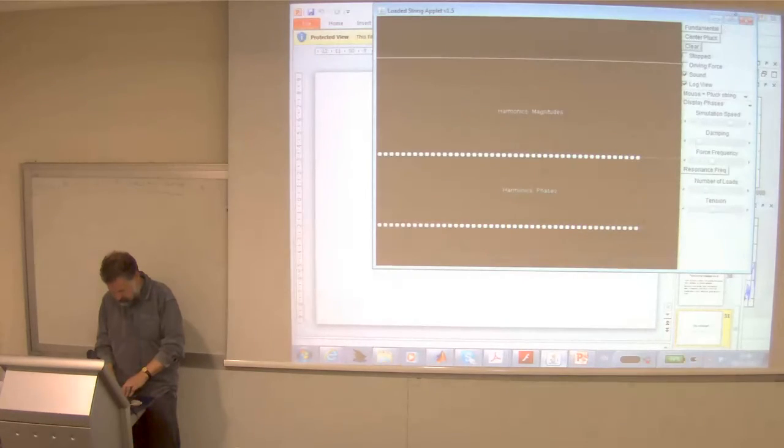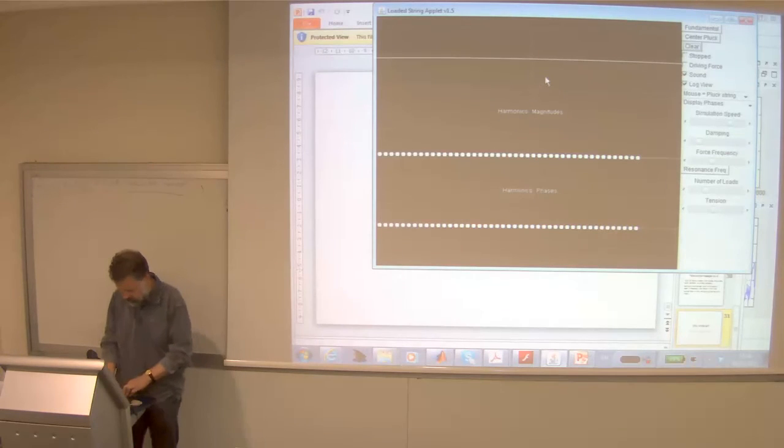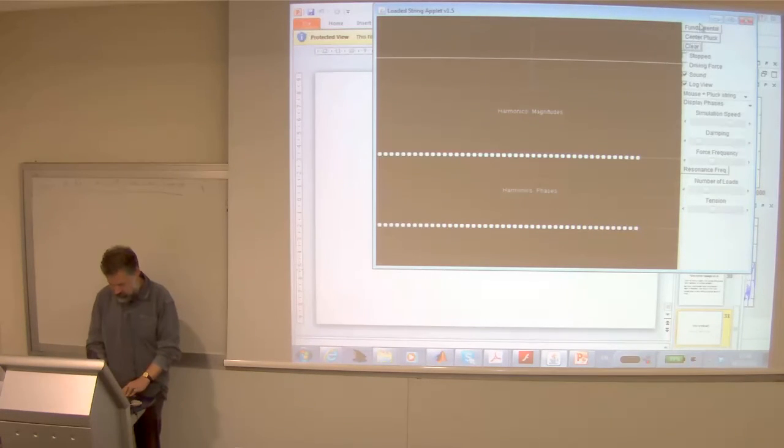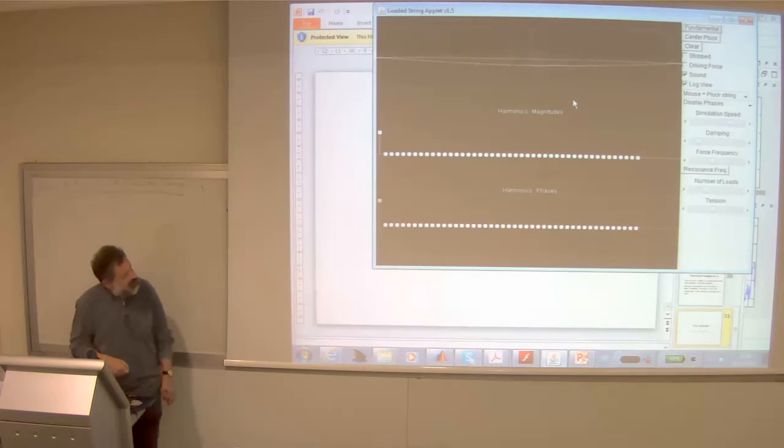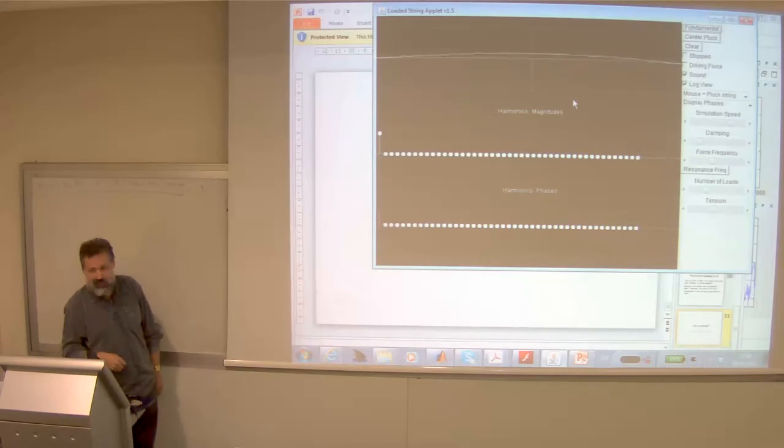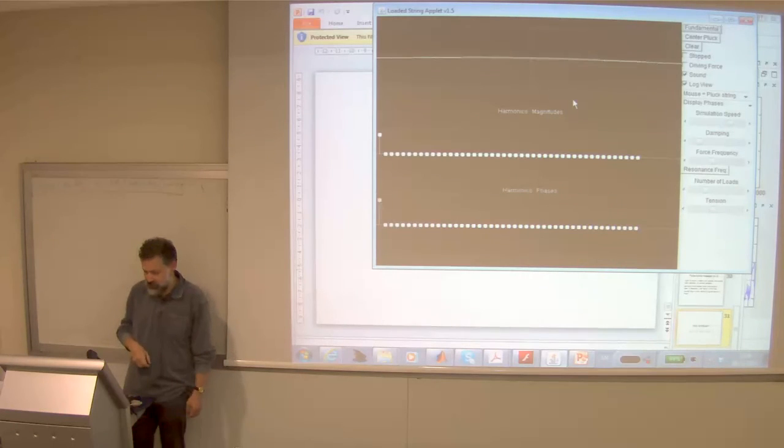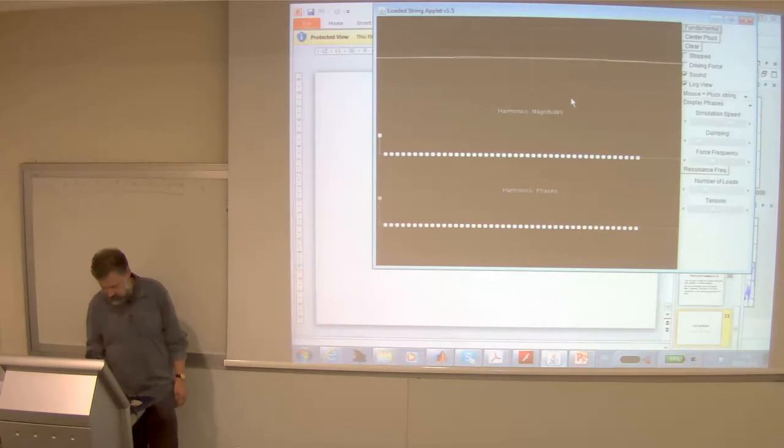Now, when a string that is held at two ends vibrates, it can vibrate only at certain frequencies, not at every frequency. The frequencies at which it can vibrate are determined by the length of the string. They must have a half-integer number of cycles along the length of the string. So the fundamental is half a cycle of a sine wave in the string, the first harmonic.